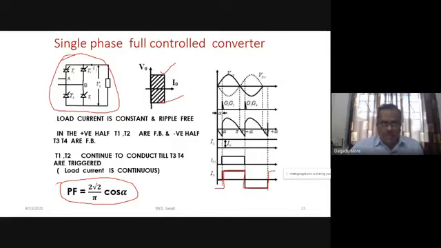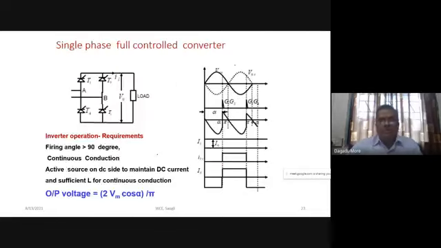Whereas in case of inverter mode, we require our load should be RLE with the proper polarity of the battery, then the firing angle should be greater than 90 degrees. We should have sufficient inductance so that continuous conduction will be achieved, and we require a battery at the output side in such a way that the battery will support the current. And under that condition, our alpha is greater than 90 degrees.